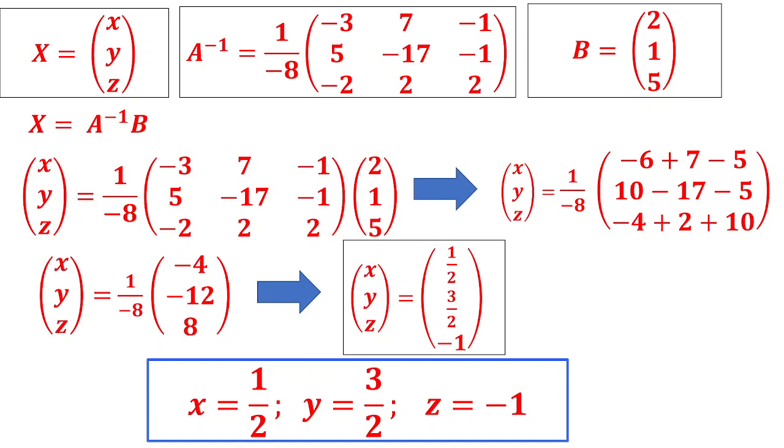Therefore, whenever they are asking you to find the product of two matrices and then continue, be careful. The product of the two matrices may be an identity. The product of the two matrices may be a scalar multiplied by identity.